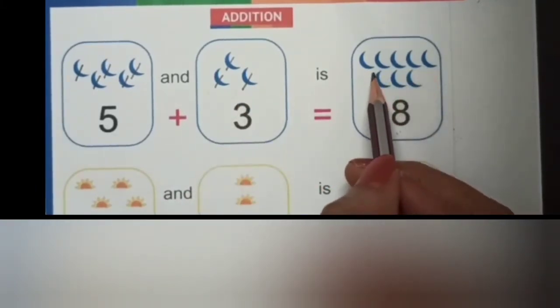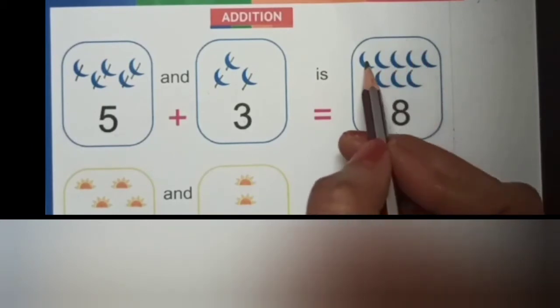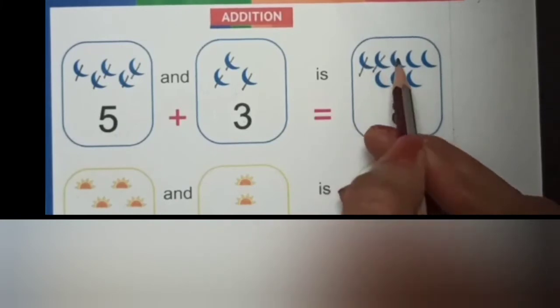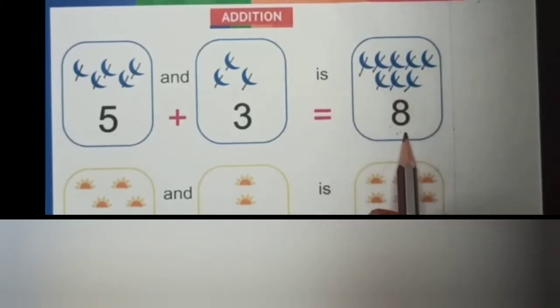Now let's count these moons and see if the total is same. 1, 2, 3, 4, 5, 6, 7, 8. So our answer is correct.